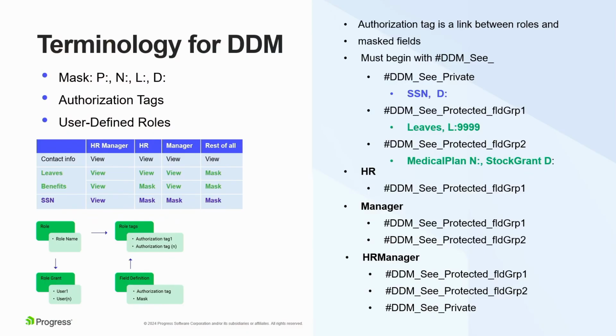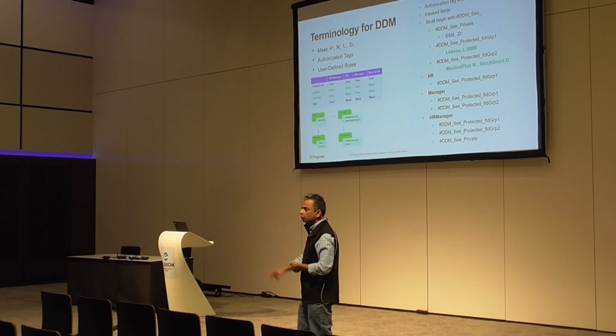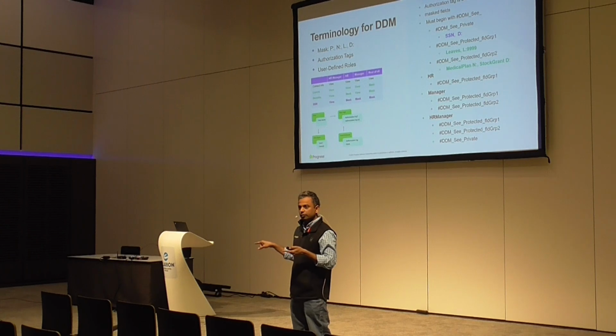So in your organization, you will be having a user. You will grant that role to the user. These roles have been associated with the tag, the way we have done it here. The HR role has a tag, and that tag is associated with the field. So with that, the user now can unlock that field.